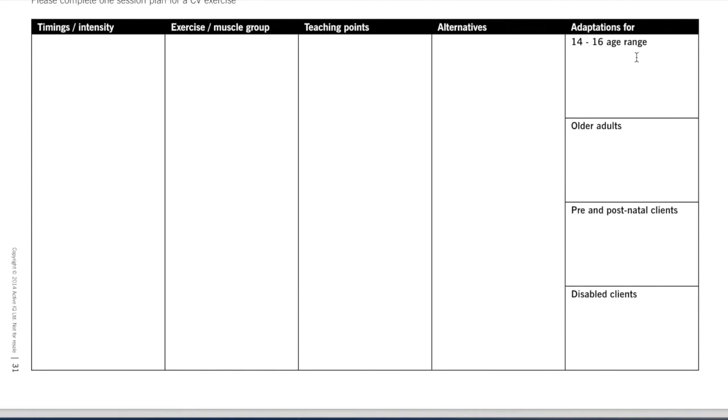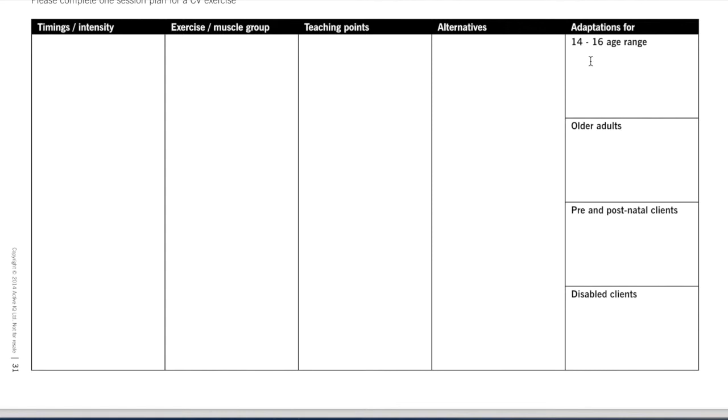And you also must write adaptations for these 4 special populations that we've spoken about. So let's use the cross trainer as an example. And we can talk about adaptations for these lot. And I'm just giving examples here. But if we're talking about 14 to 16 age range, and all of this information is on page 189 in your manuals again. So at 14 to 16, due to growth spurts, the legs tend to be disproportionately longer than the arms do, as an example.